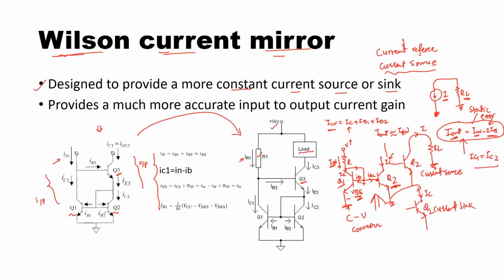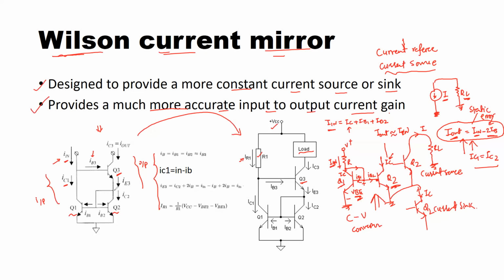So Q1 is normal and Q2 is diode connected. That's how we make this arrangement to build the Wilson current mirror. It will provide us a much more accurate input to output current gain. So I in comes here, and then it is split between two parts: IB3, which is the base current of transistor Q3, and IC1, which is the collector current of transistor Q1.